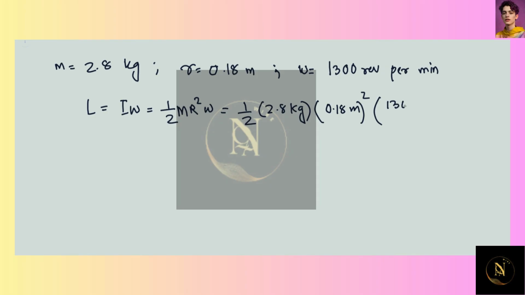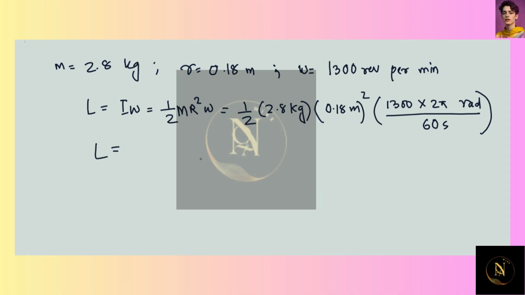We know that one revolution is 2 pi radians. So 1300 revolutions will cover an angle of 2 pi times 1300 radians, and this is in units of revolutions per minute. So we have to convert this minute into seconds, and we know that 1 minute is 60 seconds. So there we have our omega in units of radians per second.